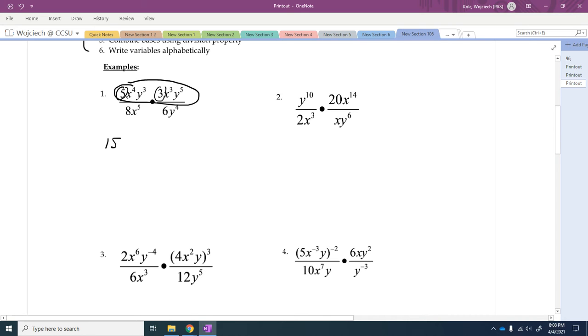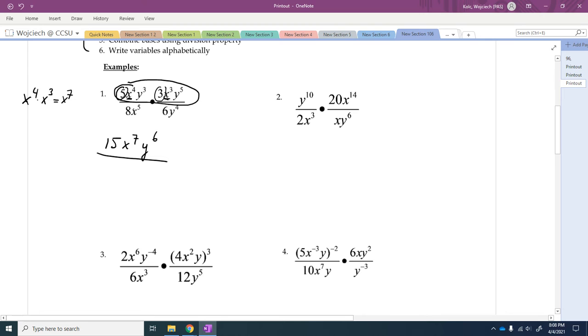Now we have x to the fourth times x to the third. If you remember the rule from the other video or other class, when we multiply and we have the same base, we are actually adding the exponents. So it's x to the seventh. And then what is y to the third times y to the fifth? It is y to the eighth, over.